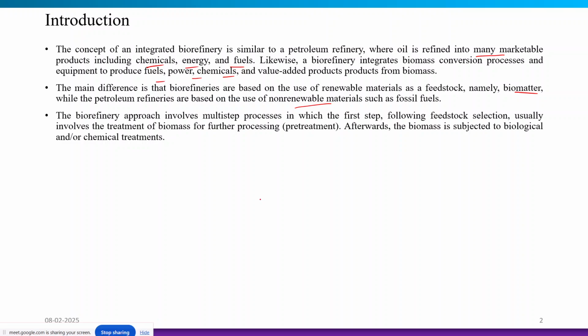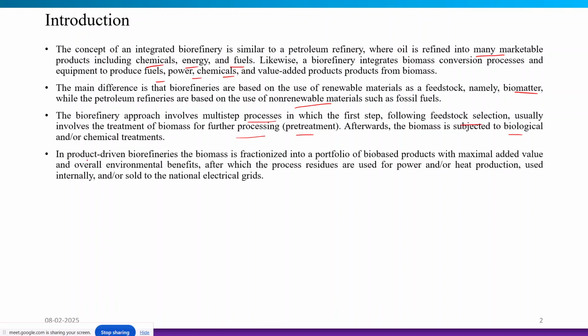So when we are talking about the biorefinery approach, it involves multi-step processes, just like an oil refinery. Here the first step is feedstock selection. Usually, it involves the treatment of the biomass for further processing, which is called pre-treatment of the feedstock biomass. Afterwards, the biomass is subjected to various biological, biochemical, or chemical treatments, and it involves all of these processes.